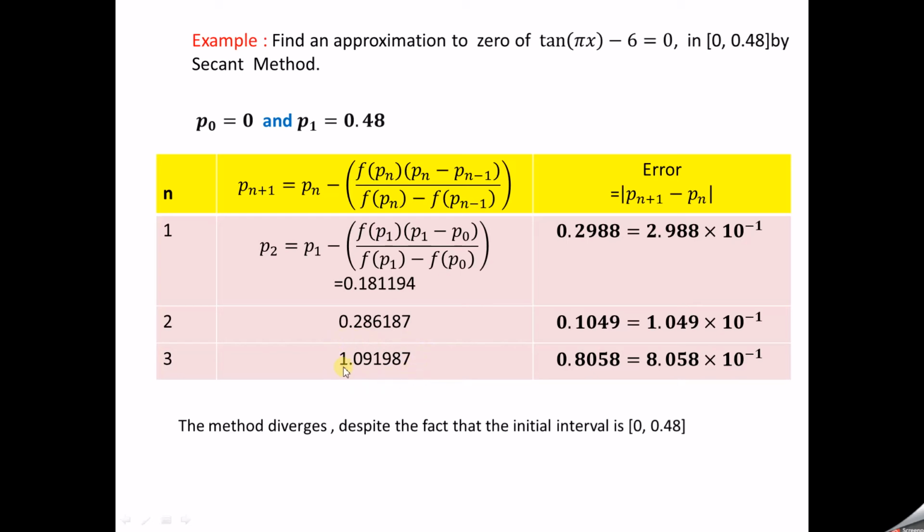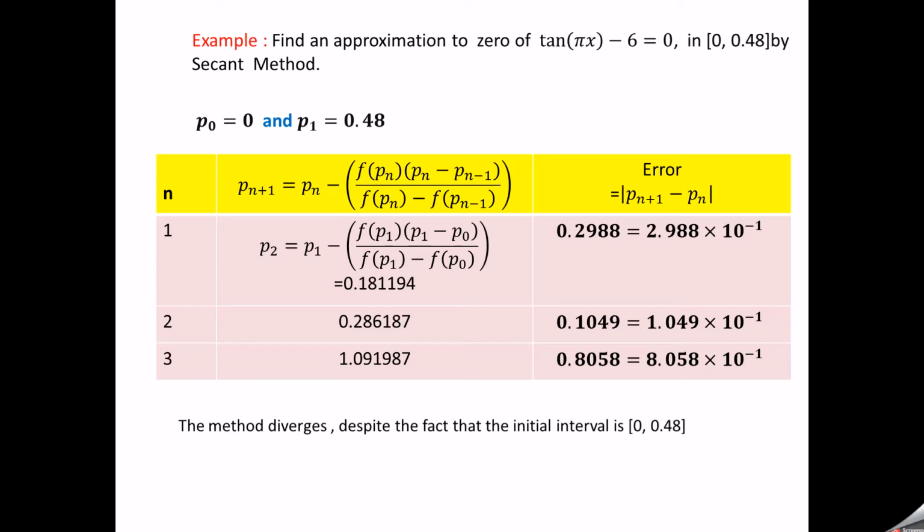But the approximation we are getting is nowhere near in this interval. Therefore, the method diverges, despite the fact that the initial interval is 0.48. So we started with the root lies between 0 and 0.48, but the approximation we are getting is nowhere in between 0 and 0.48. So the method diverges. So this is the disadvantage of secant method.